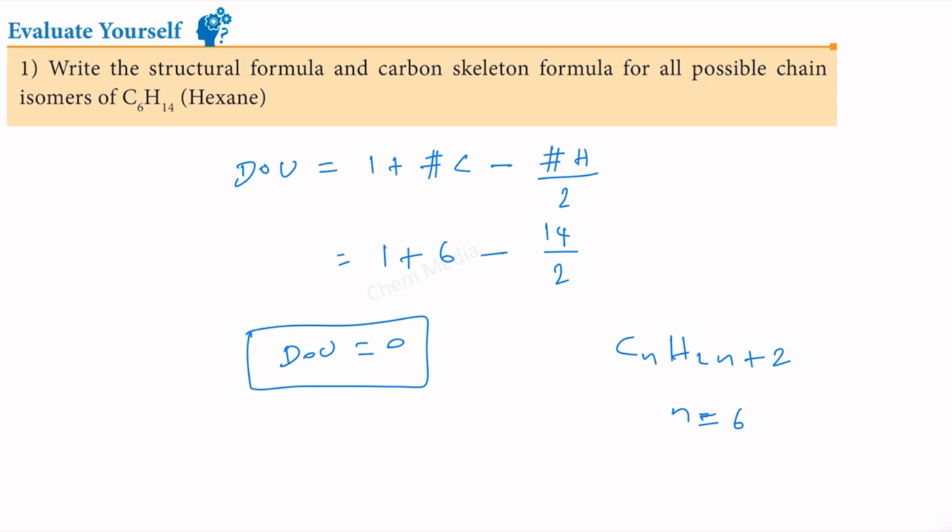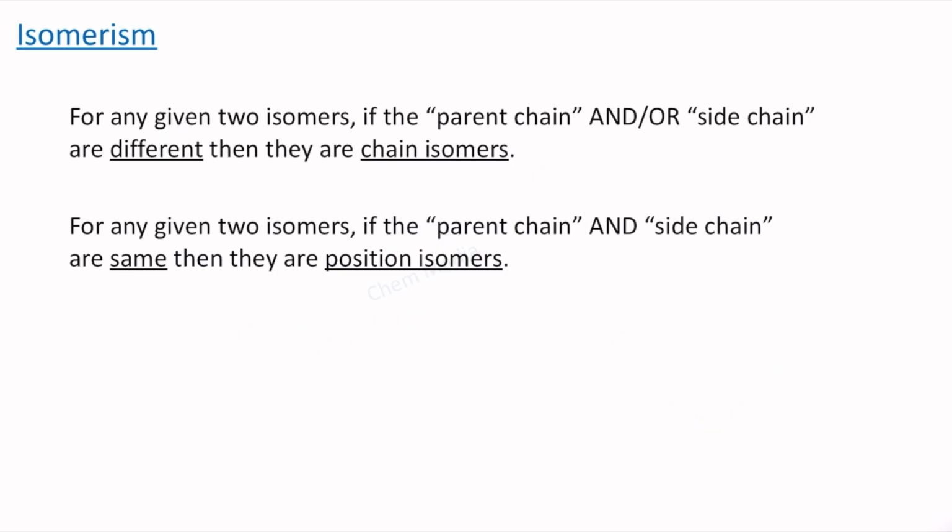In this question, they have specifically asked to identify all possible chain isomers of C6H14. Can we just say that comparison of any two isomers is a chain isomer? No, we cannot say that. For any given two isomers, if the parent chain and or side chain are different, then they are chain isomers. On the contrary, for any given two isomers, if the parent chain and side chain are same, then they are position isomers. And therefore, we need to distinguish between chain isomerism and position isomerism in this problem so that we can find out all the possible combinations of chain isomers. Let us do this one by one.